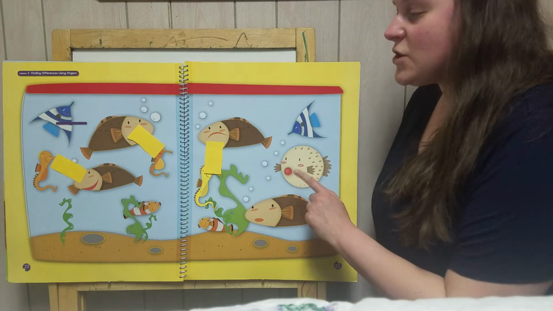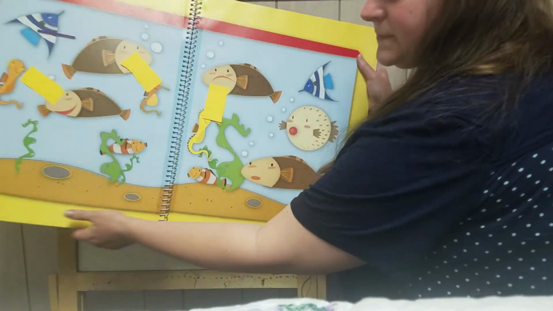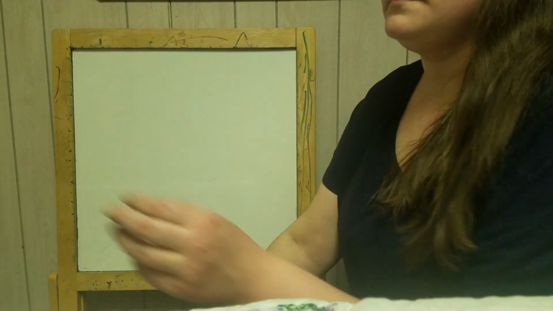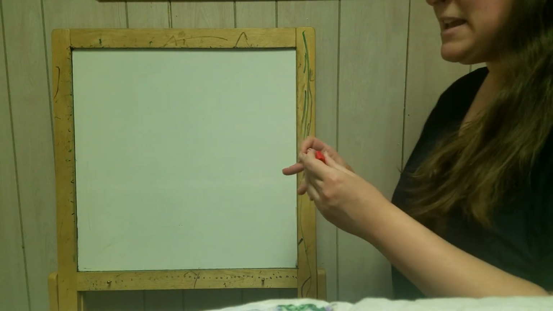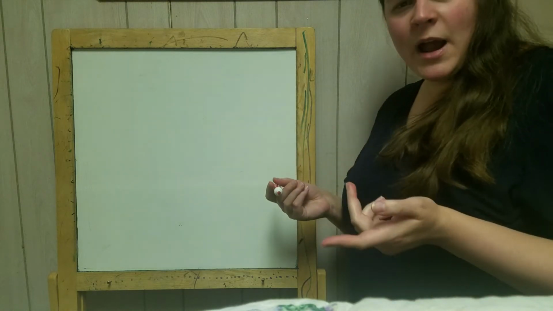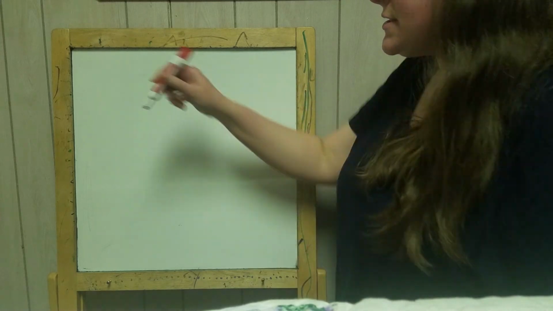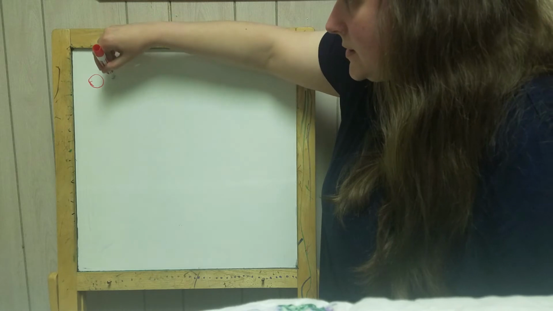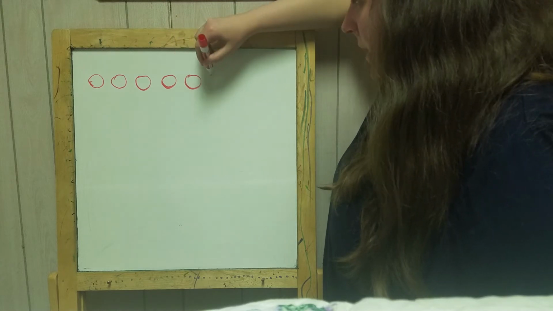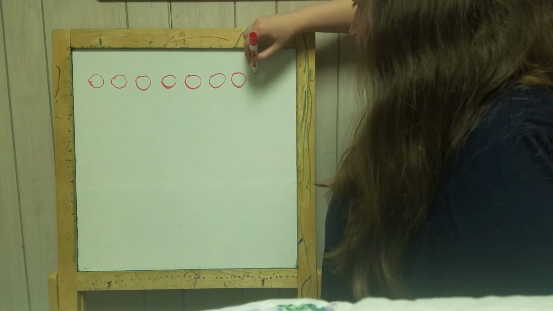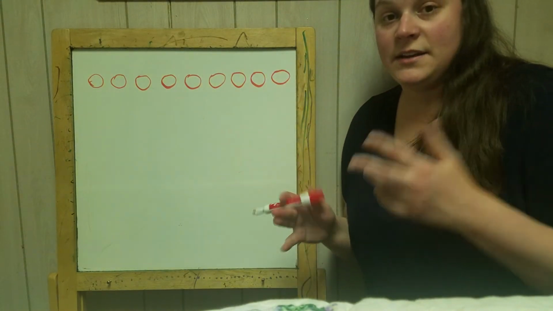Well, now we're going to try this same problem on the board, doing it a little bit differently. I'm going to have red circles be the number of fish that we have. Do you remember how many fish were in that picture? There were 9 fish. So we're going to draw 9 circles. 1, 2, 3, 4, 5, 6, 7, 8, 9. Those are our 9 circles. Those are going to be for our 9 fish.